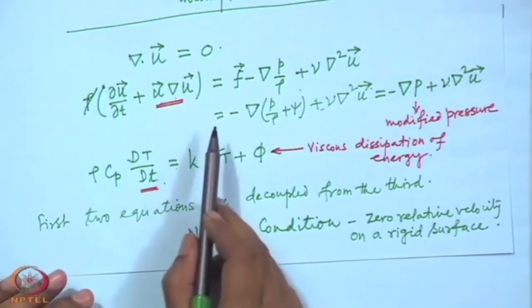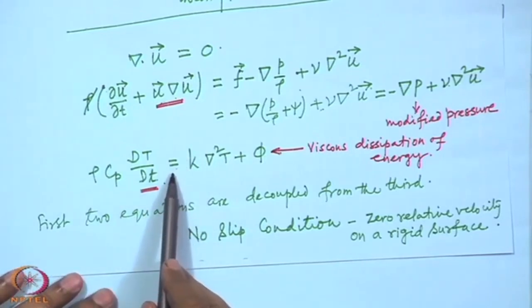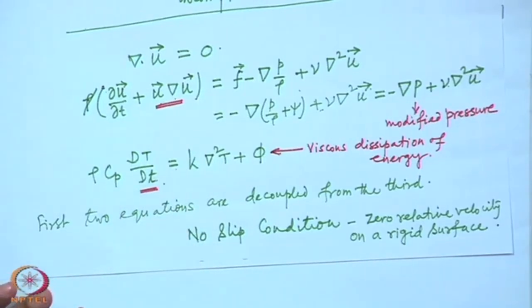That is, as far as the boundary condition for this equation is concerned. However, if you want to solve this energy equation, as you can see the temperature here is the basic unknown. So, you must have some condition to express temperature on a rigid body or on a solid surface. Of course, there is nothing obvious like this.